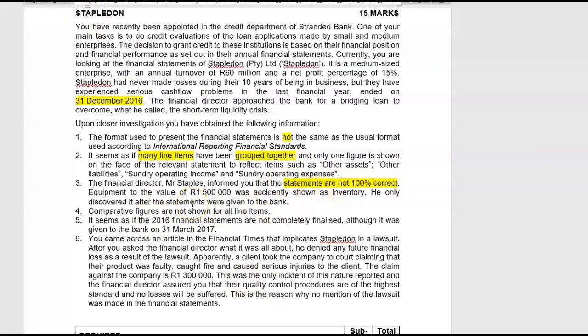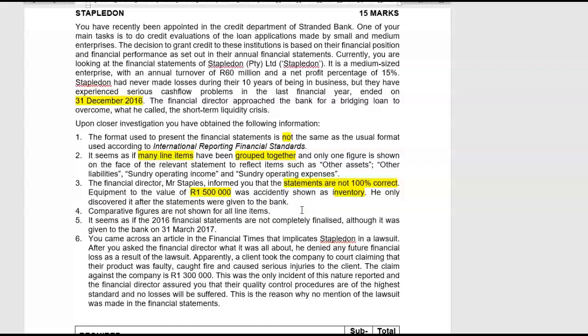Then it goes on and it explains to you, it says equipment to the value of 1.5 million rand was accidentally shown as inventory. Guys, so it was shown as a current asset. What should it have been shown as? As a non-current asset. You only discovered it after the statements were given to the bank. Now, is this serious or is this not serious? Yeah, it's very serious.